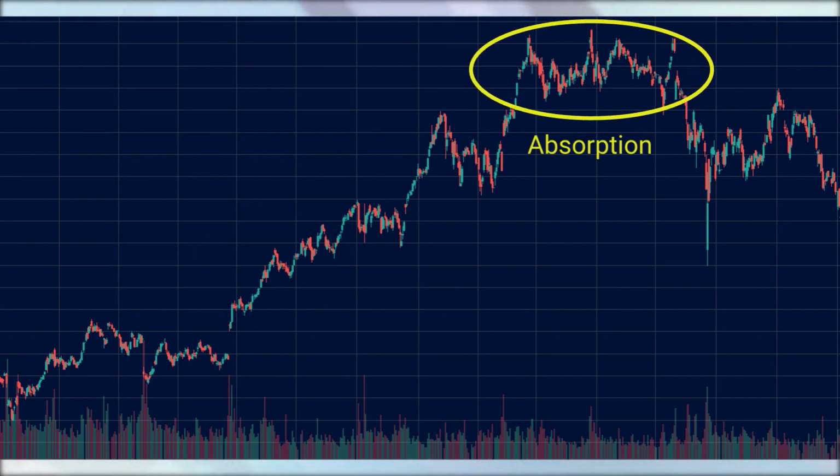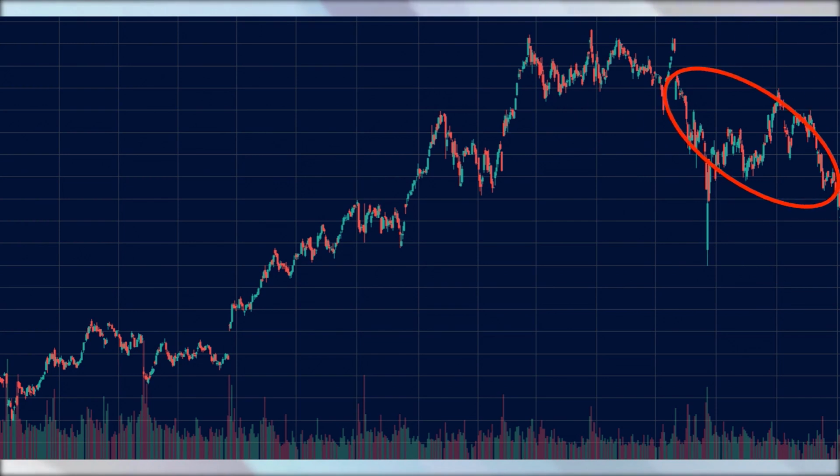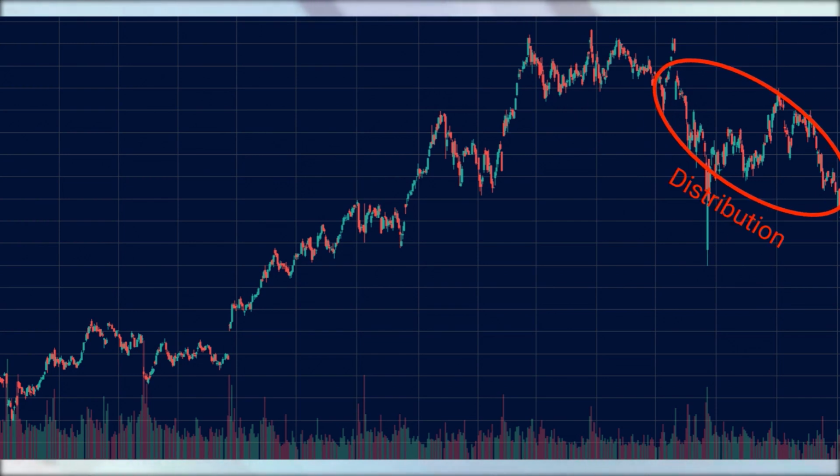Now, the second phase is absorption. This is when other investors begin buying. Often driven by technical analysis, these traders tend to be trend followers. The third phase is distribution. And that's when informed investors begin selling their shares to the rest of the market.